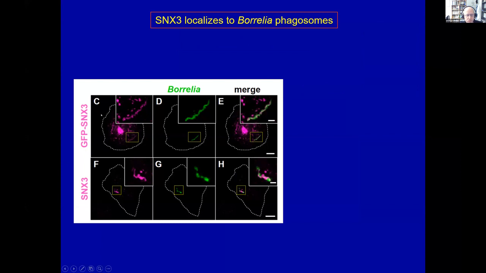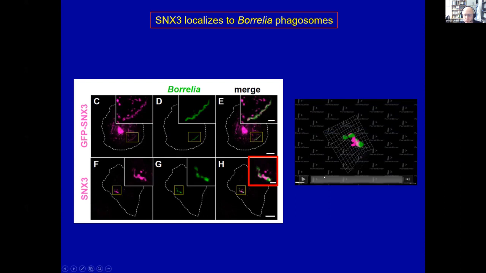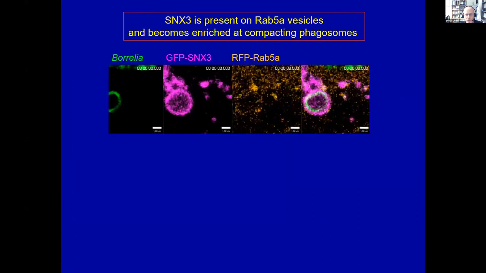So this is a construct of SNX3 in magenta, GFP-fused SNX3. You see that it nicely localizes to the Borrelia that is already internalized in the cell. And since there's a very good antibody for SNX3, you also see that the endogenous form really nicely localizes to the internalized Borrelia. And if you look at that in a higher magnification and a 3D animation, you see that the Borrelia in green is again enwrapped by this SNX3 signal. So SNX3 prominently localizes to Borrelia phagosomes.